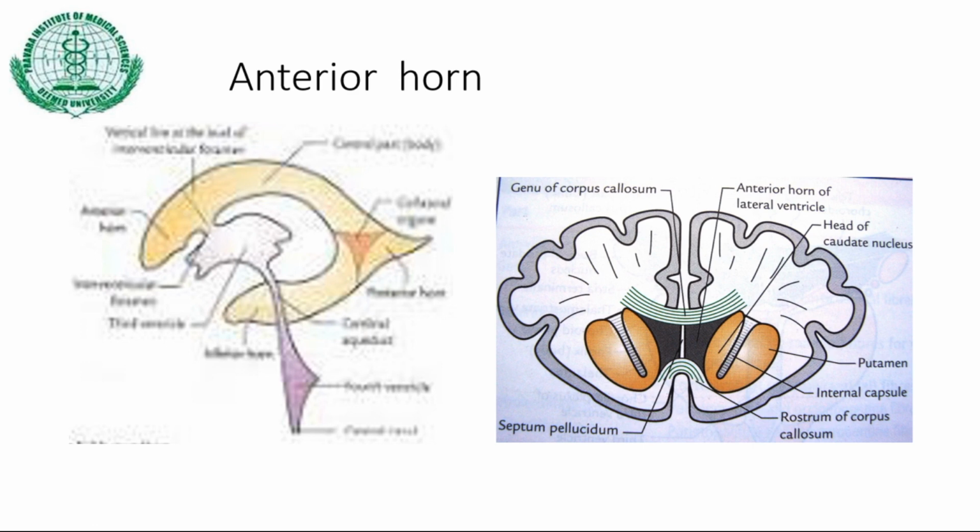The medial wall is common to both sides and it is formed by the septum pellucidum. It may be noted that the tela choroidea and the choroid plexus do not extend into this anterior horn.